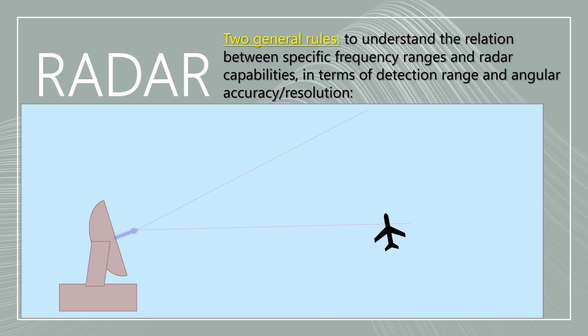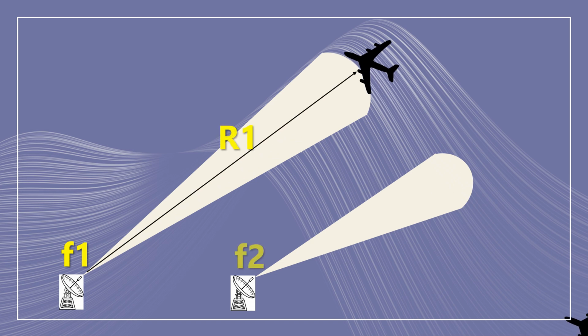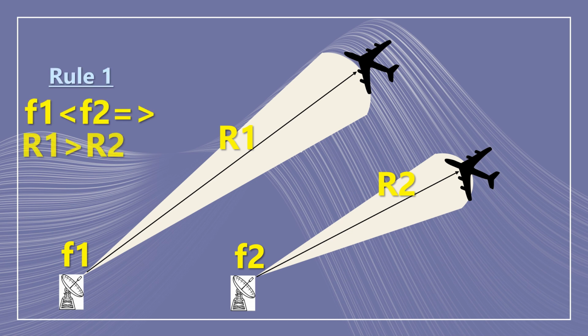Next, two general rules are presented which help you understand the relation between specific frequency ranges and radar capabilities in terms of detection range and angular accuracy and angular resolution. As mentioned before, the atmospheric attenuation becomes higher as the frequency increases. Thus, relatively lower frequencies have to be used when longer range target detection is the main task of the radar. Rule 1. In general, lower frequencies provide greater target detection ranges.